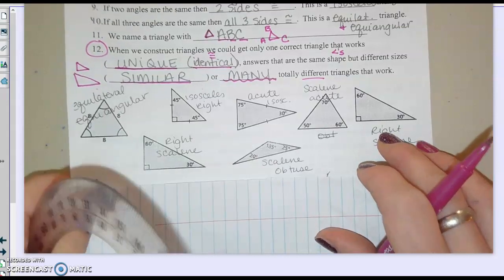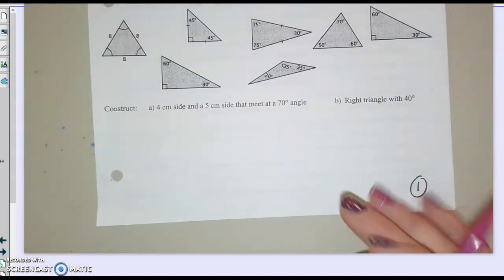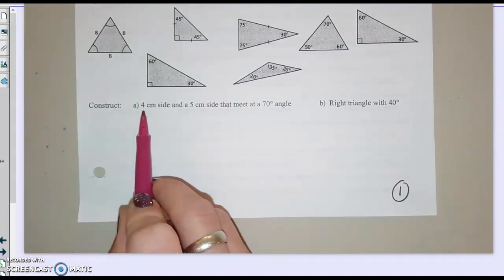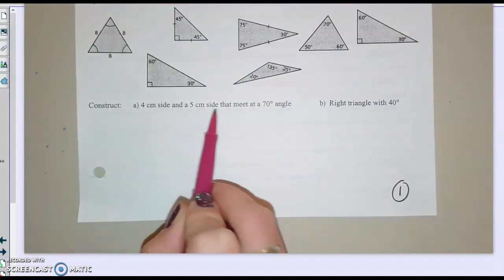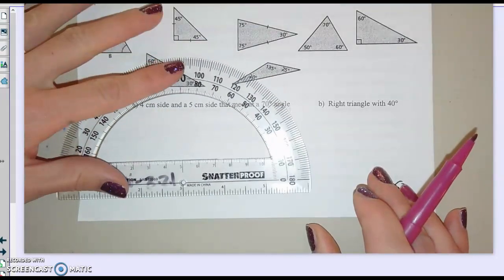Okay, I want to take some time now to do some constructions. I'm going to go through these on the video, and do your best just to keep up and draw them with us here. Okay, so construct a 4 centimeter side and a 5 centimeter side that meet at a 70-degree angle.